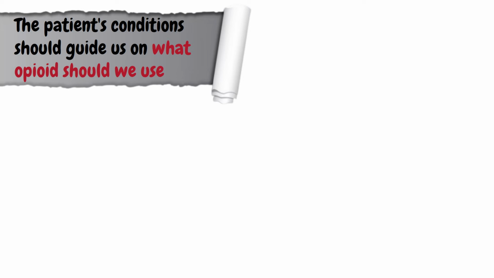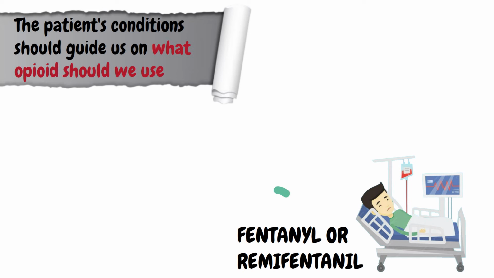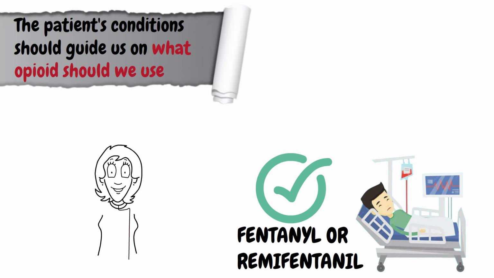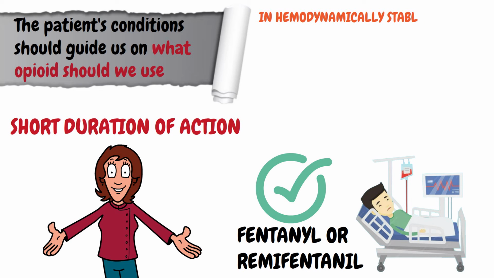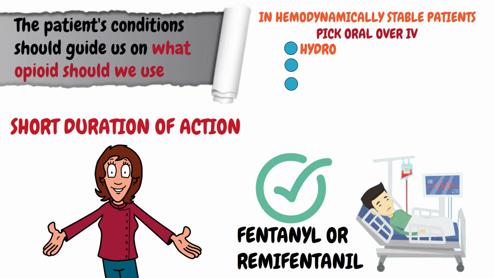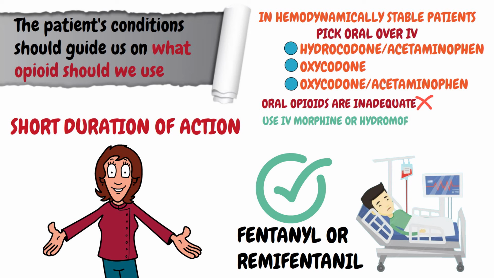Now, based on all of this, the patient's condition should guide us on what opioid we should use. In critically ill patients, we said fentanyl and remifentanil are the ones to go for. They are not appropriate for floor patients given their short duration of action and continuous monitoring needed. In hemodynamically stable patients, pick oral over IV if feasible. We can use hydrocodone/acetaminophen or oxycodone or oxycodone/acetaminophen. If oral opioids are inadequate, then we can use IV morphine or hydromorphone.